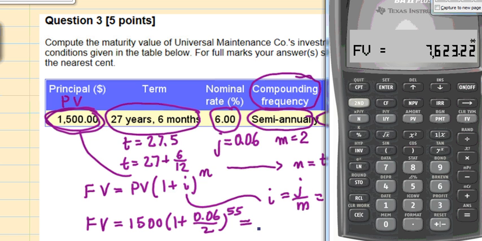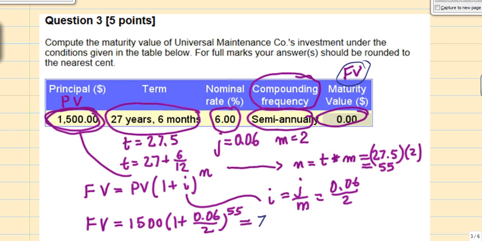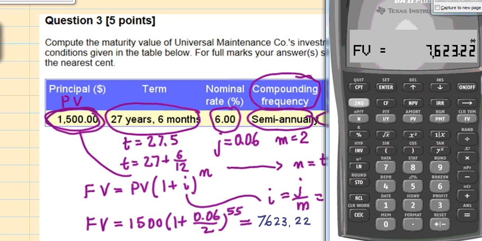So we have 7623 and 22 cents. Now if we want to do a regular calculator, we'll have 1500 times bracket, and then we'll have 1 plus 0.06 divided by 2 bracket to the power, which is this one here, 55. Enter. And we have exactly the same answer.